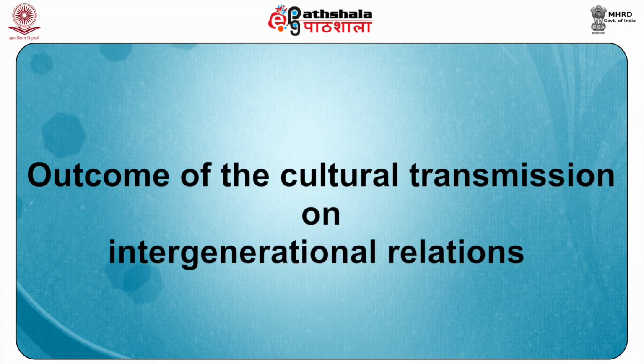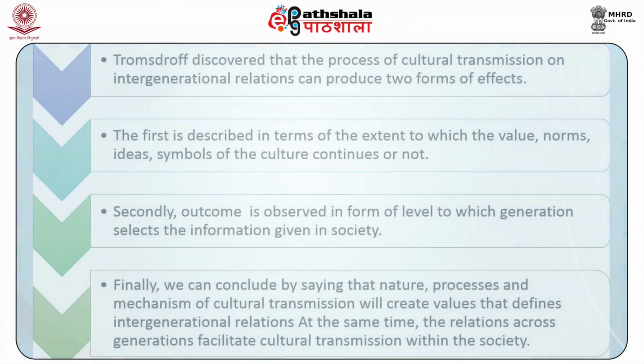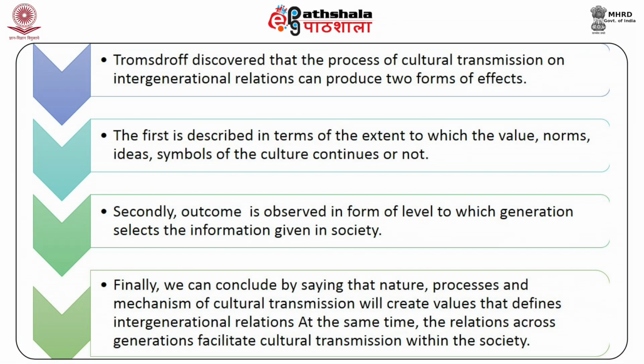Outcome of the cultural transmission on intergenerational relations. Trommsdorff discovered that the process of cultural transmission on intergenerational relations can produce two forms of effect. The first is described in terms of the extent to which the values, norms, ideas and symbols of the culture continue or not. Secondly, the outcome is observed in the form of the level to which a generation selects the information given in society. Finally, we can conclude by saying that the nature, processes and mechanisms of cultural transmission will create values that define intergenerational relations. At the same time, the relations across generations facilitate cultural transmission within the society.